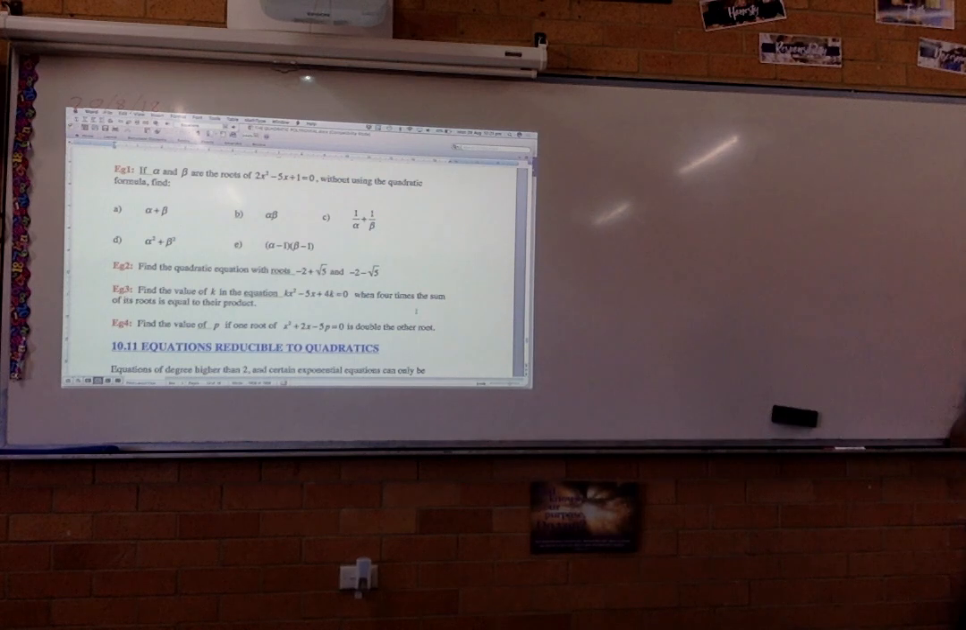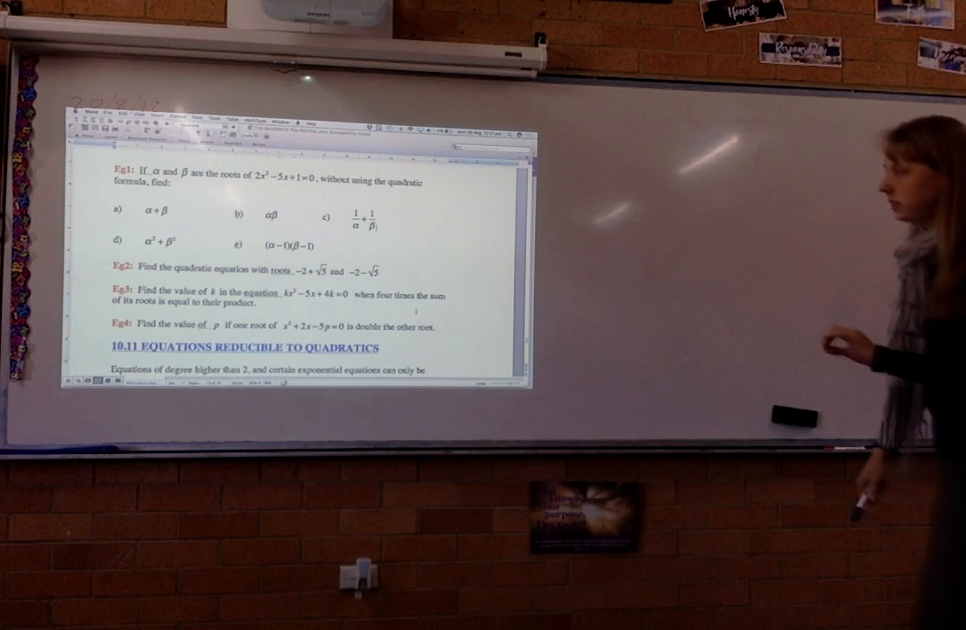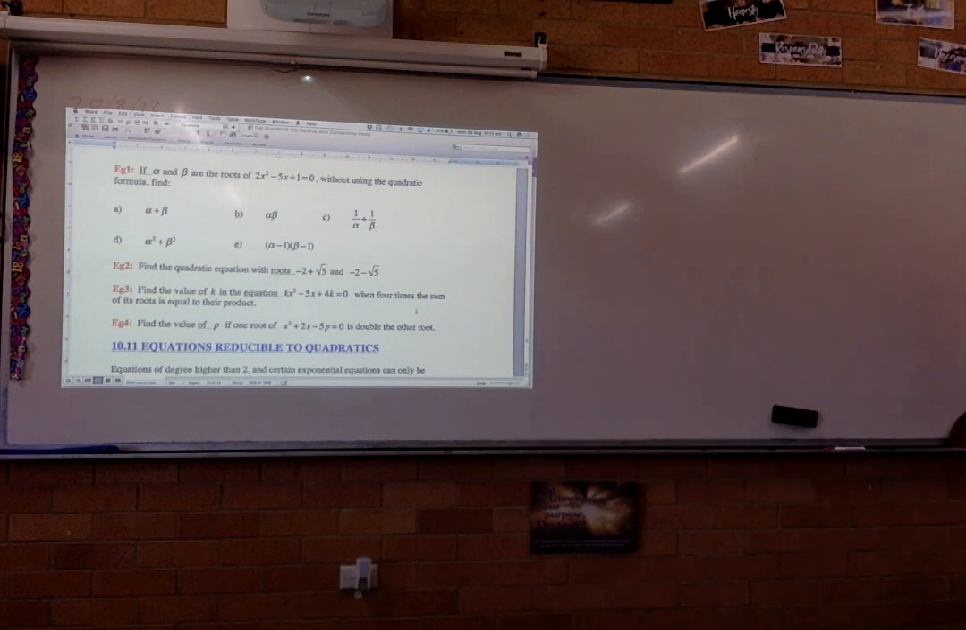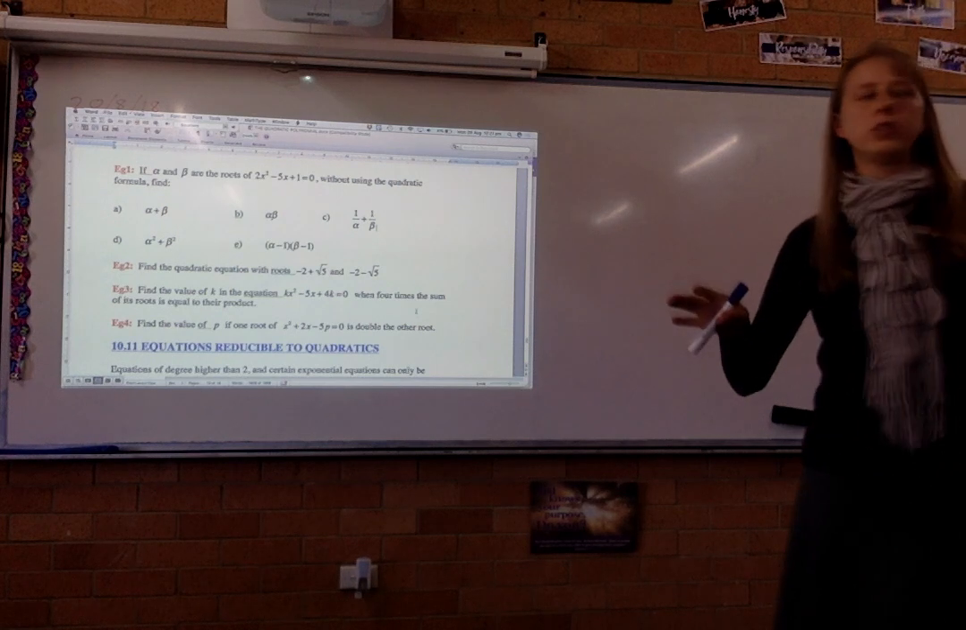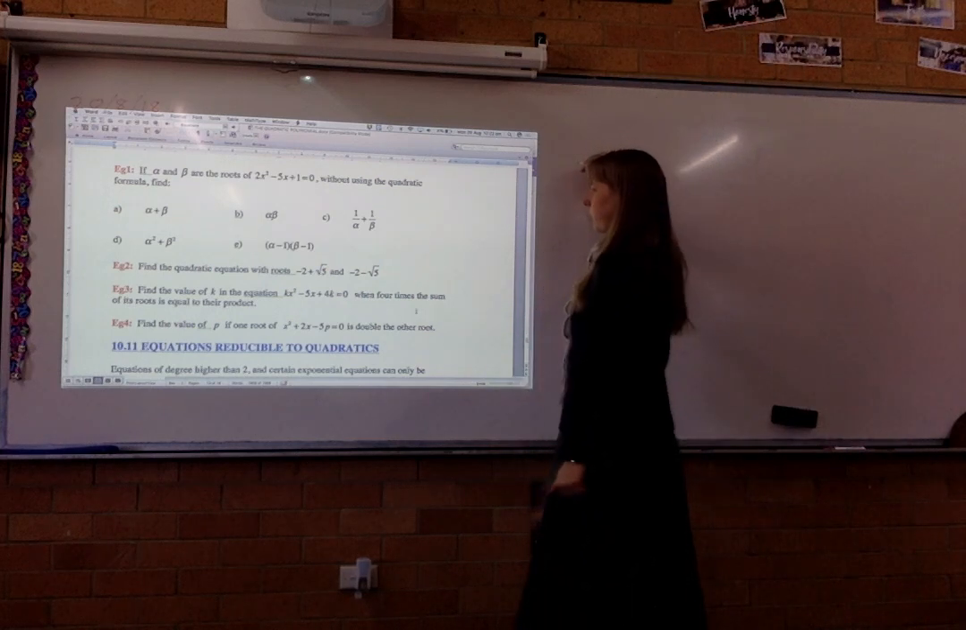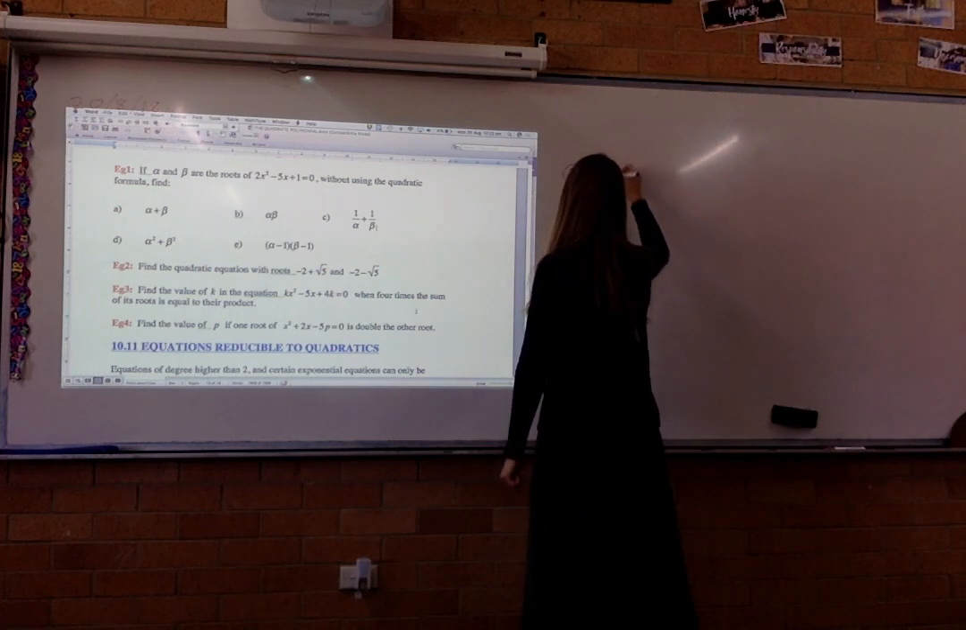So this one says, find the quadratic equation with roots, and we're given the two different roots. So there's two different methods you could do, and I'll show you both the methods and you can see which one you like better. The first method won't involve what I've just taught you. Okay? The second method will. So for question 2, we'll do method 1 first.